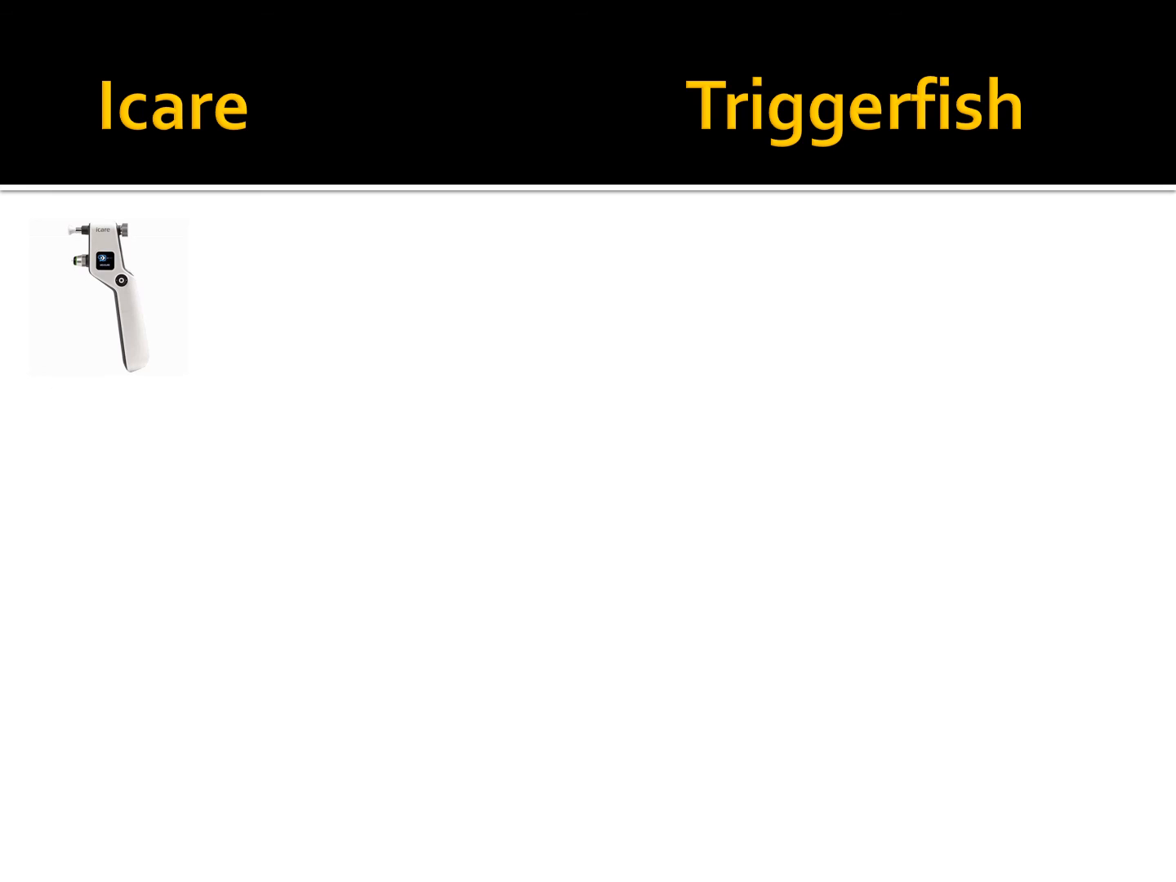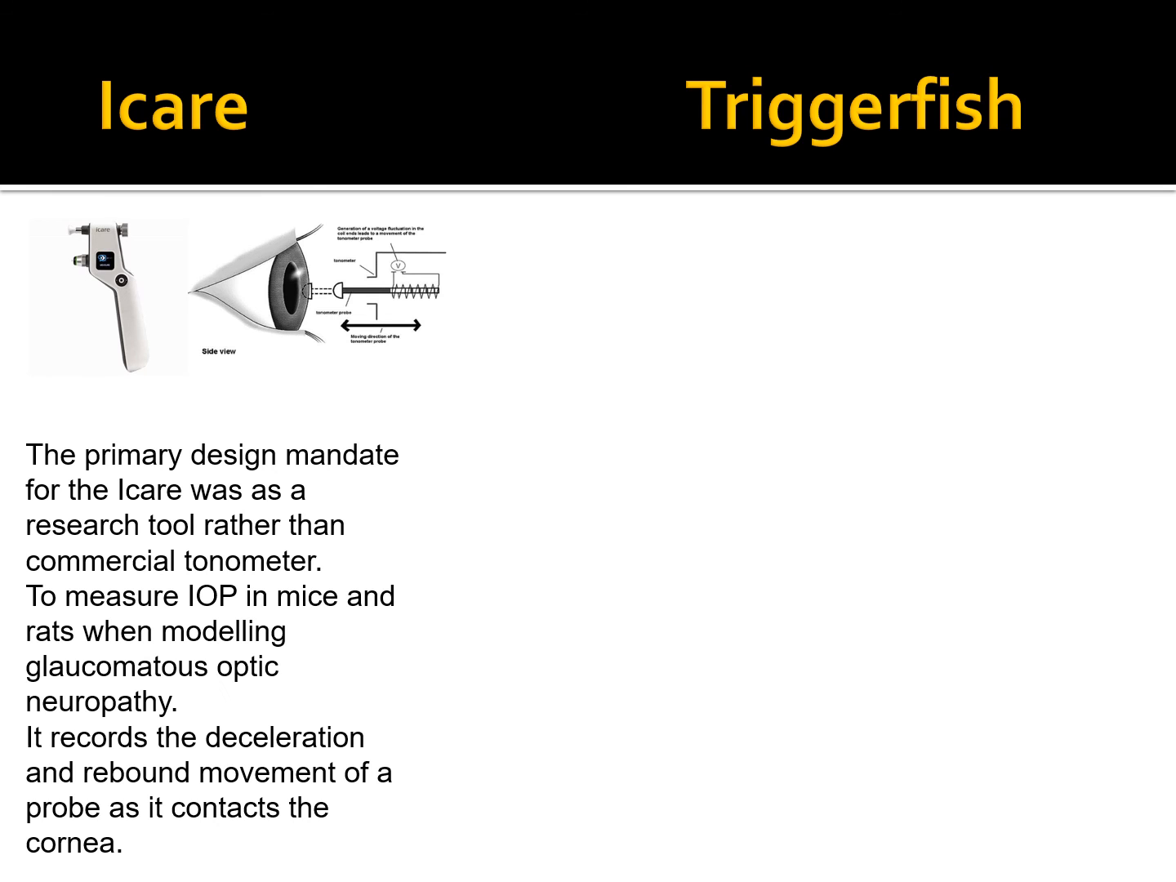So there are other machines. There's the iCare, and it was a good design as well. Basically, its design mandate was really a research tool rather than a commercial tool. And they wanted to measure IOP in mice and rats when developing glaucomatous models. And it records the deceleration and rebound movement of a probe as it contacts the eye. So it's different, and I think its reason for development is phenomenal.